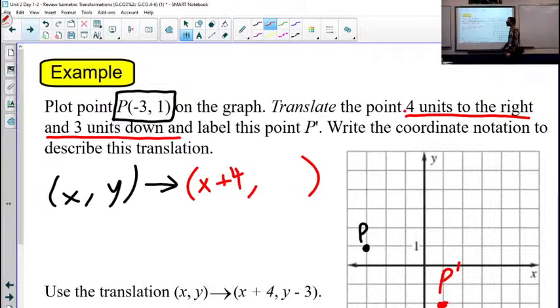And then we want it to move 3 units down. If we want it to move 3 down, then that means we're going to talk to y. So we're going to take our y coordinate, and down is a negative direction. So we're going to tell it to subtract 3.